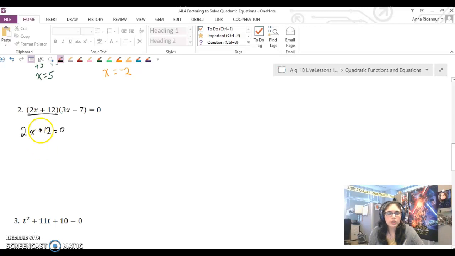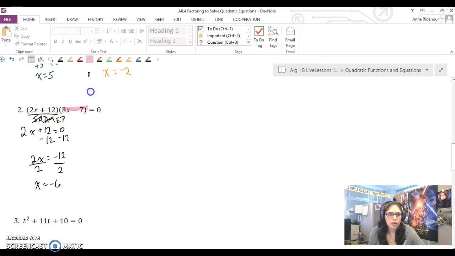Opposite operation, so this is where you want to use SADMEP that we learned in first semester. Subtract 12 from both sides, and you end up with 2x is equal to -12. So that's my addition or subtraction. Multiplication and division is next, so I divide both sides by 2, and I end up with x is equal to -6. So x is equal to -6 would be my first solution.